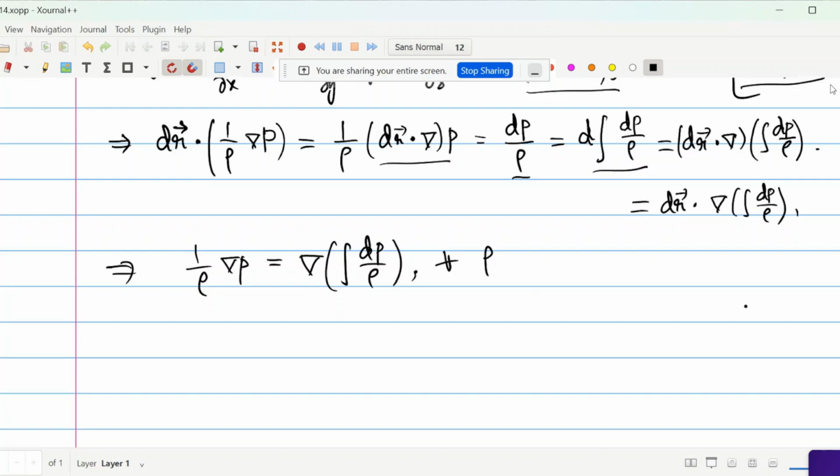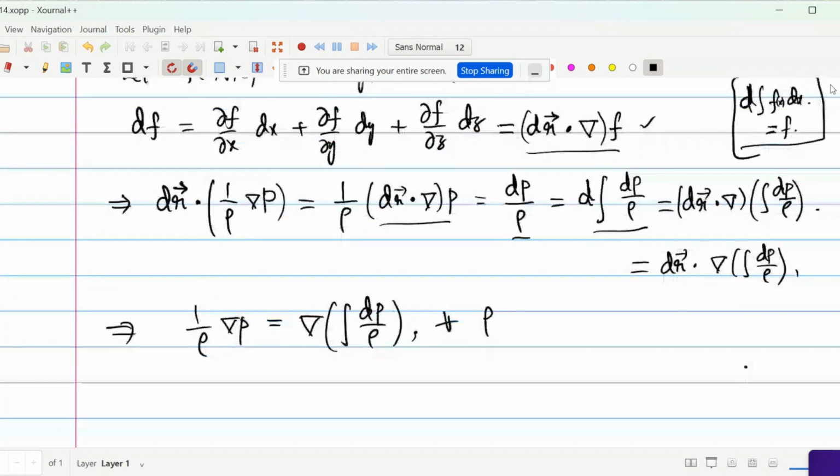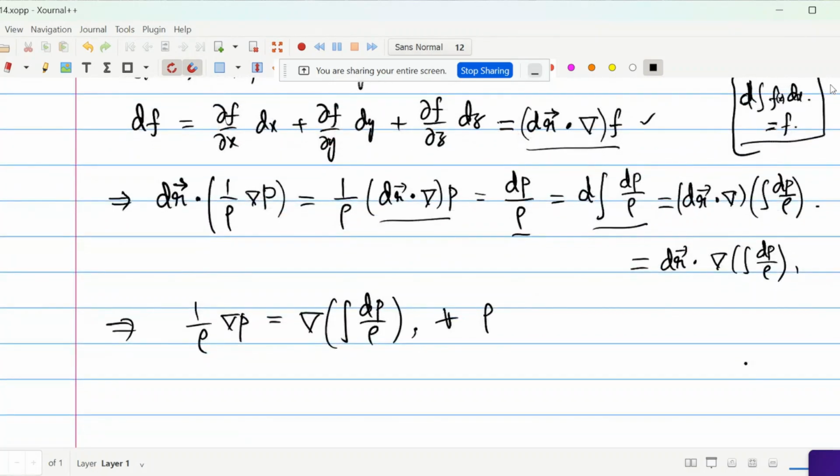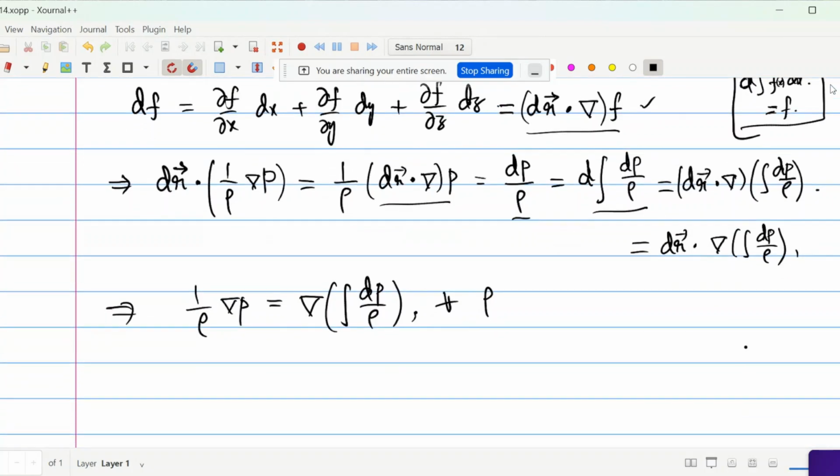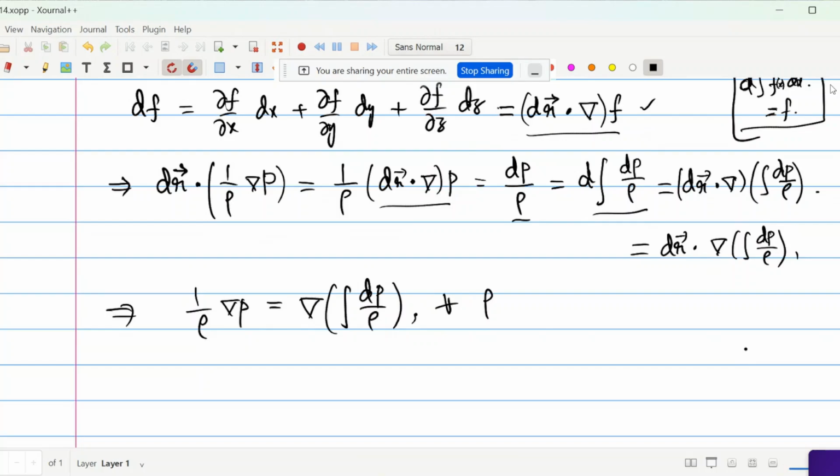Now I'm saying if I do like this, is there anything you can go against? Hello? Do you have a problem if I write like this? Is there anything wrong here? I'm not putting any restriction on P, right? I think when you write like this, the integral of dp means rho should be a function of P only, right? Isn't it?